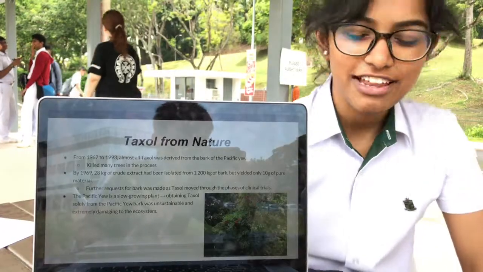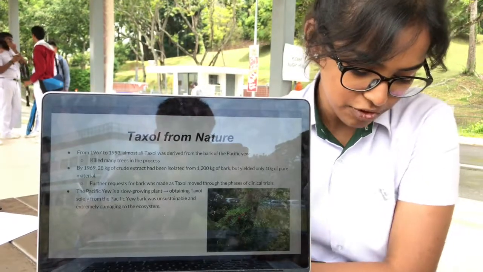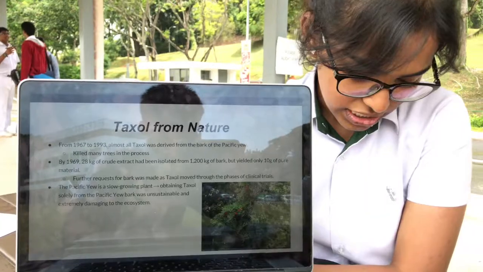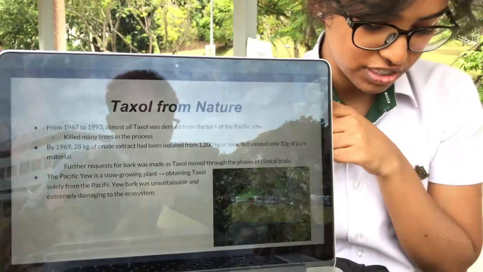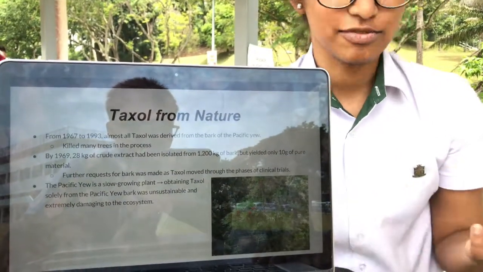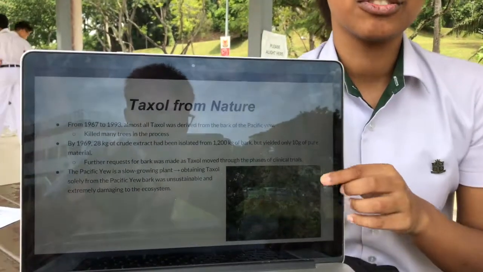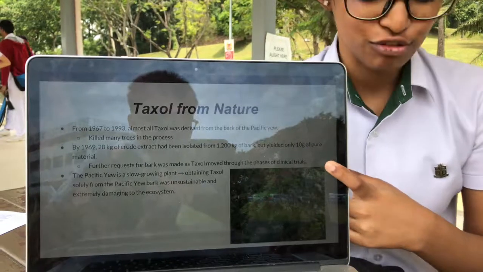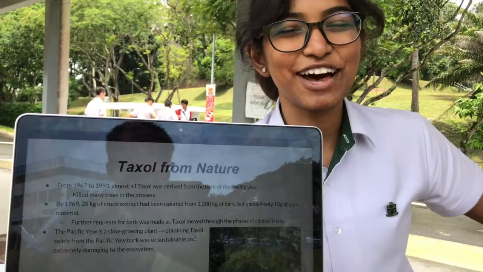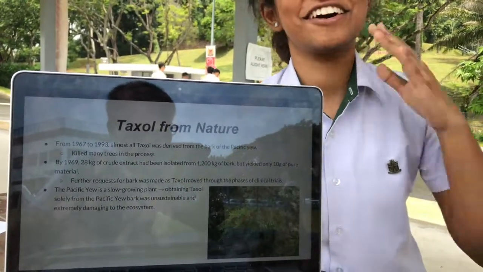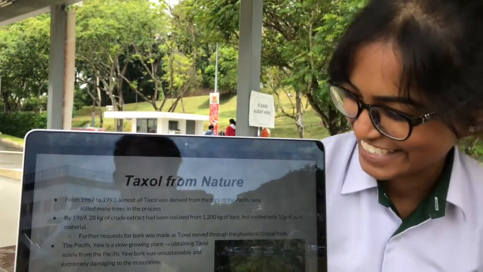Okay, so another way that Taxol can be developed is from nature, and this was the way it was originally developed, because from 1967 to 1993, almost all of the Taxol was derived from the bark of the yew tree. But this killed a lot of trees in the process, obviously, because once they cut the bark, the tree would die. And the problem was that the Pacific yew tree took very, very long to grow. So obviously this wasn't the most sustainable. There was a very high demand for Pacific yew tree bark, but a very low and slow generating supply of it.